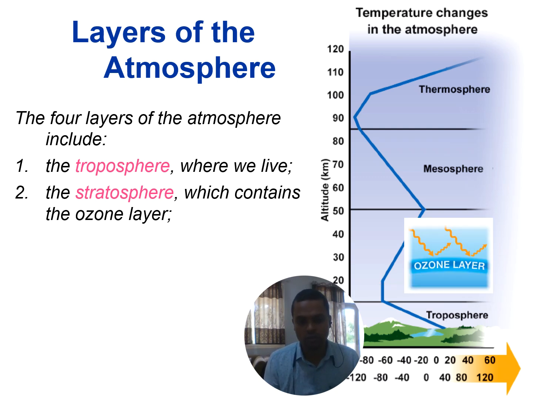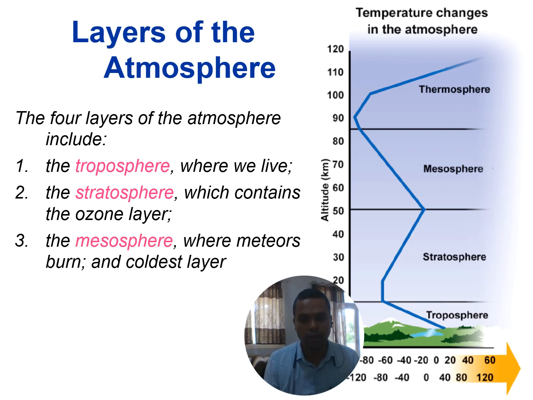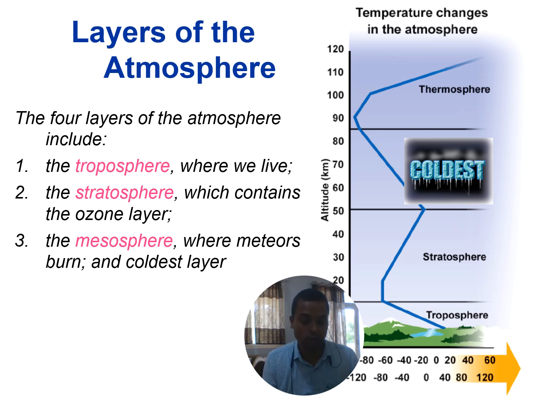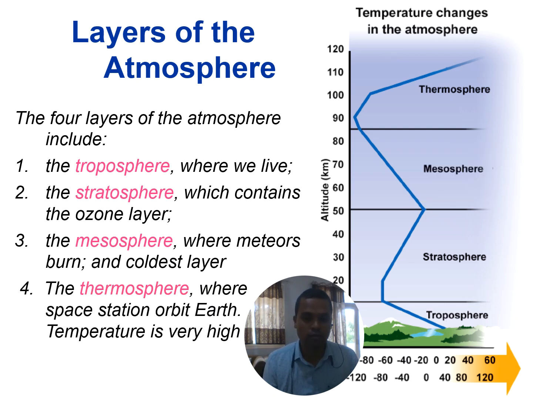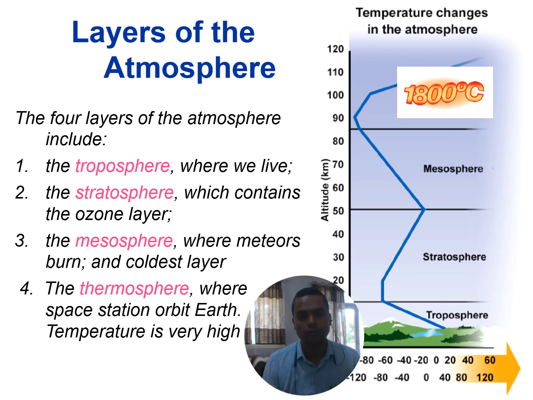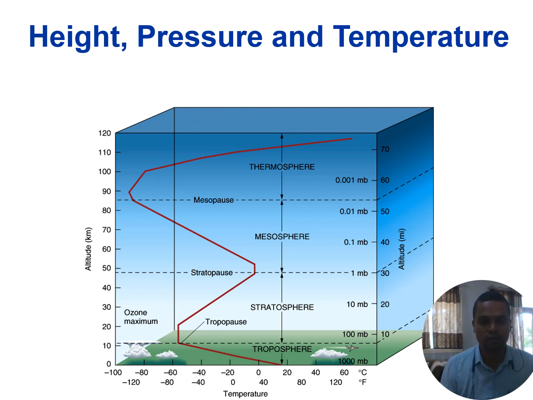This is also known as the ozone layer. Then we have the mesosphere, the coldest layer, where the temperature decreases as you move up in the layer. And finally, then we have the thermosphere, where the temperature just shoots up once you move above that height. Okay, so basically that's all, and this is the overall picture.